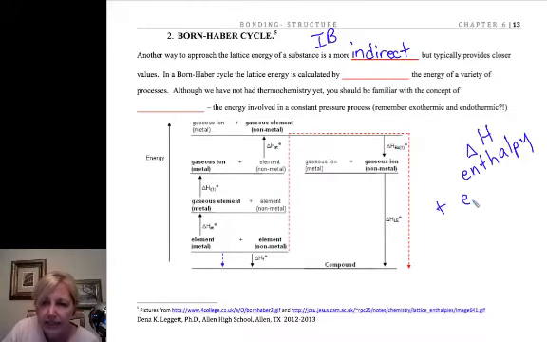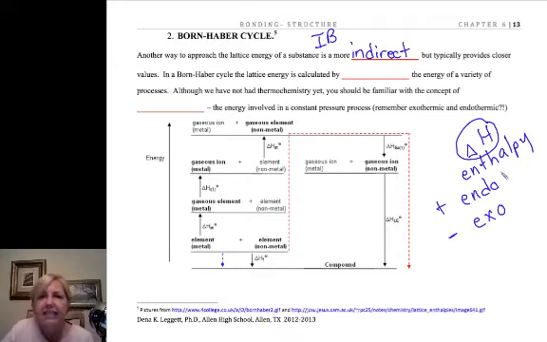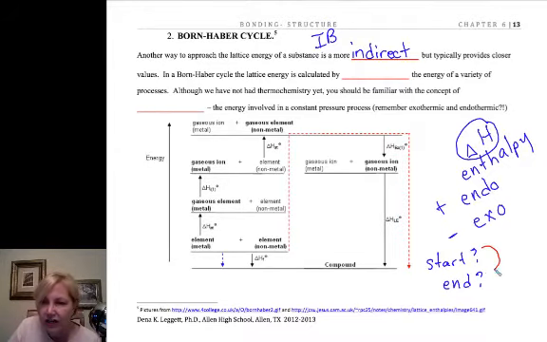Remember, if it's positive, it's endo, requiring energy. If it's negative, it's exo, releasing energy. What is nice is that because of the type of function this is, we can get at it in a variety of ways. All that matters is where did we start and where do we end. It doesn't matter how I get from start to end.